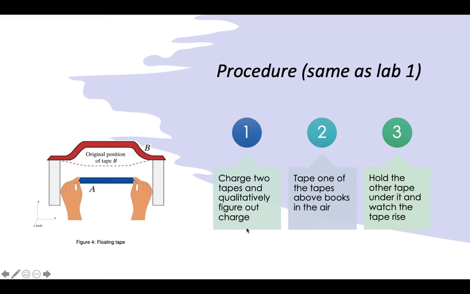The reason that all these physics concepts come into play is that we have two charged tapes, which we qualitatively figured out were both positive by comparing them to a negatively charged pen. We also know that they are charged based on their interactions with neutral objects and the way they are attracted. When we tape one of the tapes above a book and hold it in the air and then put another tape underneath it, it repels the other tape, so we know that they are both positively charged. Also, these are now in equilibrium, so the sum of the forces all equal 0.